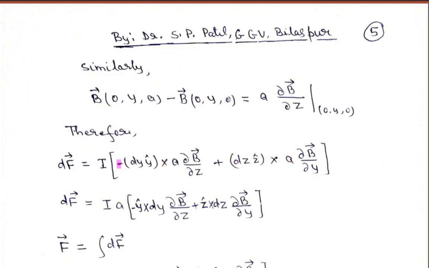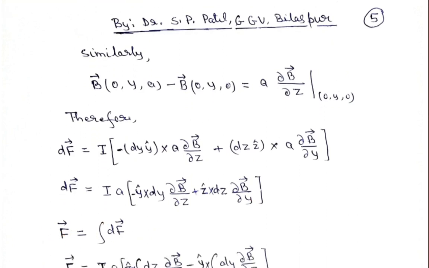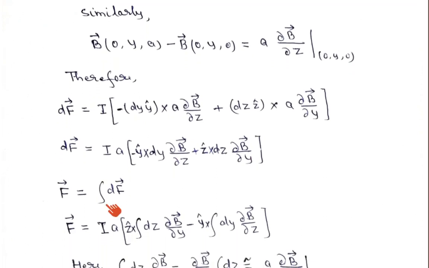Now if you see again, this dF will be equal to IA. The y unit vector can be taken outside, and dy is a scalar, so this dy can be multiplied with del B vector upon del Z, plus again the z unit vector, and dz is a scalar, cross product dz and del B vector upon del y. The total magnetic force on the square loop in presence of a non-uniform magnetic field can be written as the integral of dF.